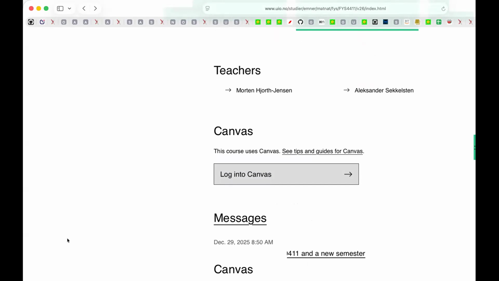I guess you're pretty familiar with that, right? Is everybody here familiar with the UIO system? Okay, you have not been at UIO before. Okay, so this is the official web page.